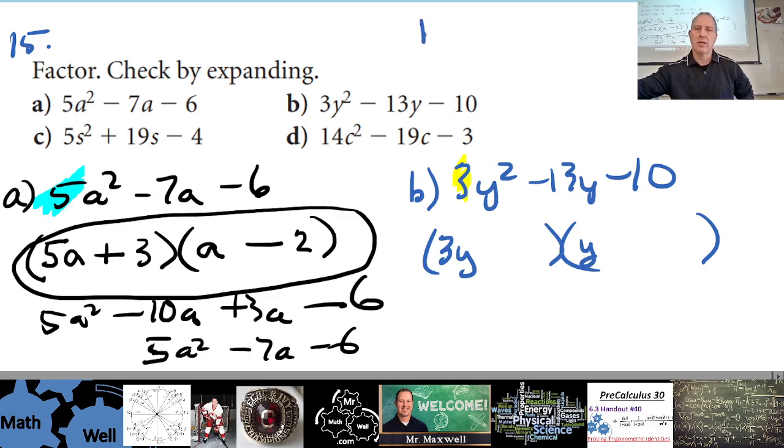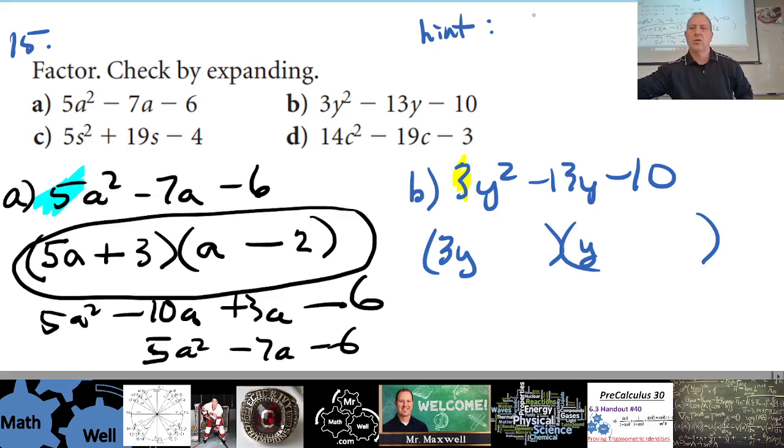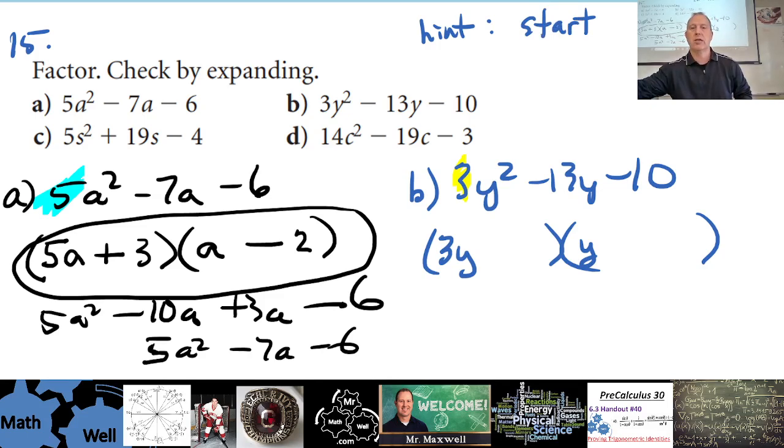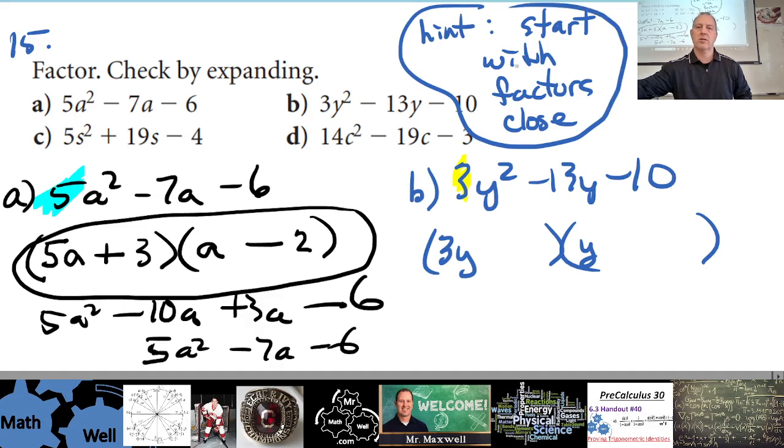Can I give you a little hint? Okay, here's the little hint. Start with factors that are closer to each other, because more often than not, the factors that are closer to one another are the ones that most often are used. So this doesn't happen all the time, but if you're going to start by doing trial and error intuition, start with factors that are close to one another. That's just an abbreviation. You can write that out fully.